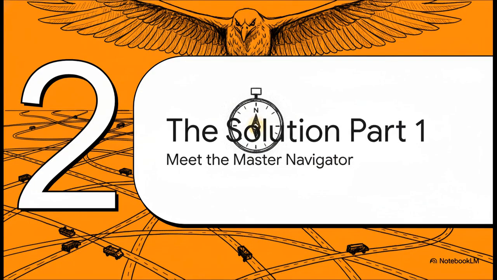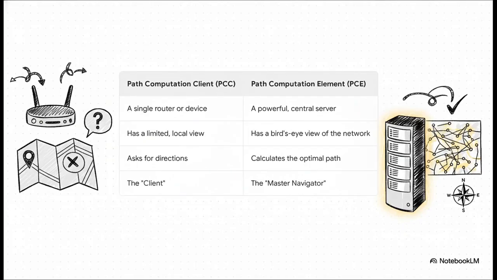So, if the individual drivers can't solve this puzzle on their own, what's the solution? Well, you need a central dispatch, right? You need a master navigator that has that bird's eye view of the entire system. And this is where we meet the two main characters in our story. On one side, you have the Path Computation Client, or PCC. That's our router, our truck driver. It's the client that needs directions.